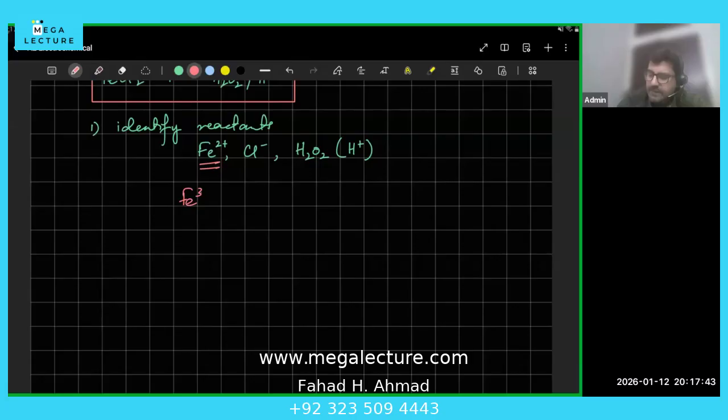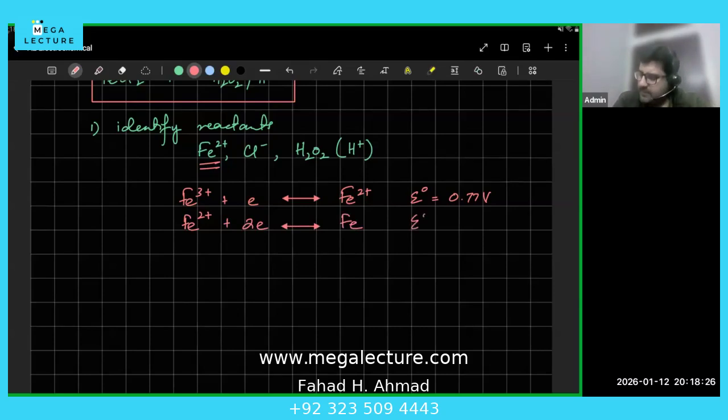So I've got Fe3 plus and an electron, and it's in equilibrium with Fe2 plus, right? And the E naught was 0.77 volts. There's another one which was that Fe2 plus and two electrons, and it was in equilibrium of forming Fe. ये मैंने लिखा सही है, and that was I think minus 0.44 volts.